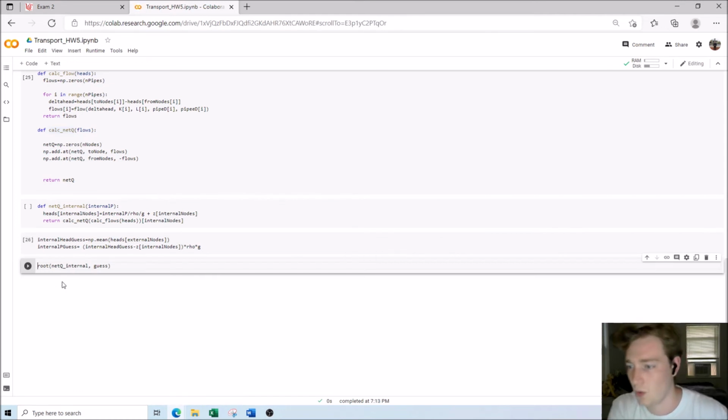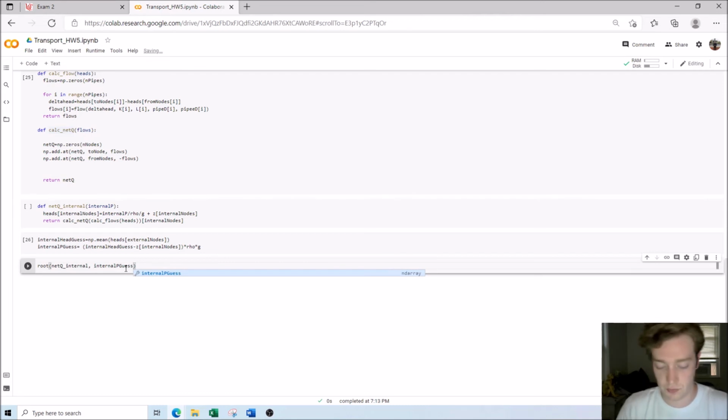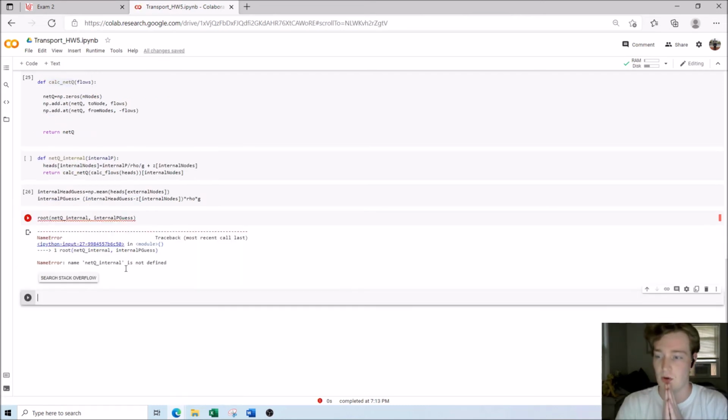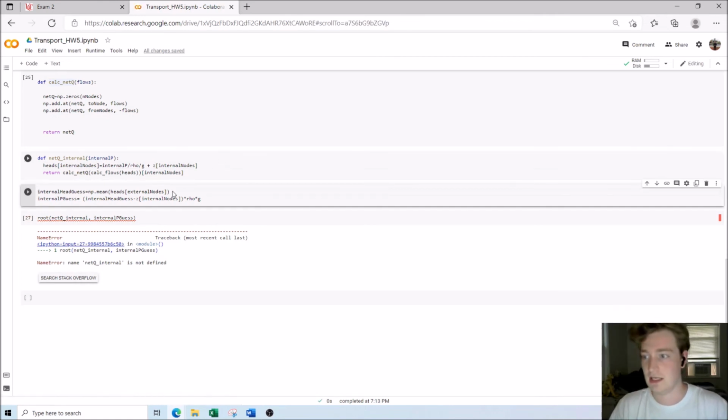Just like that. Does it work? Yes. Now we can plug in our P guess. So internal P guess. We plug that into our root solver and we pray that it works. All right, net Q is not defined. Well, that's easy enough to define.